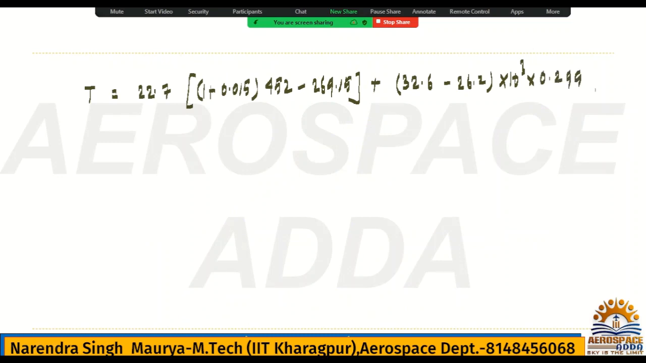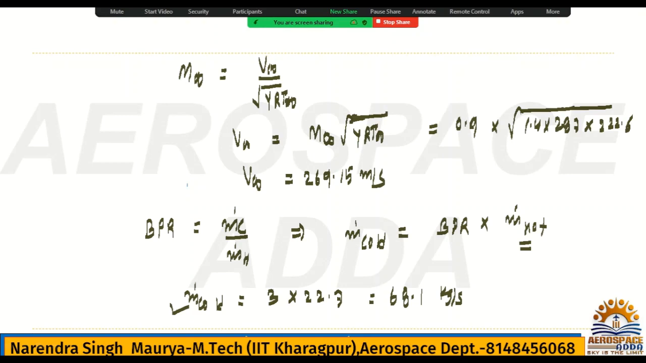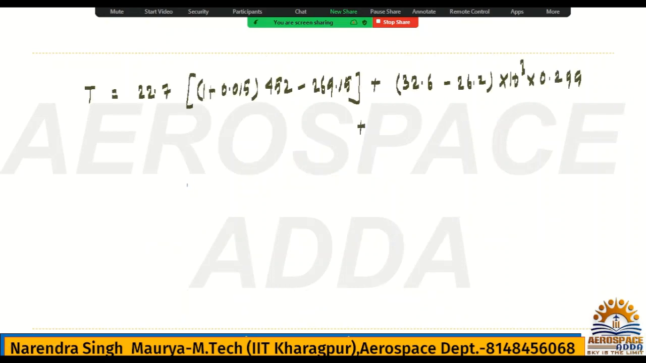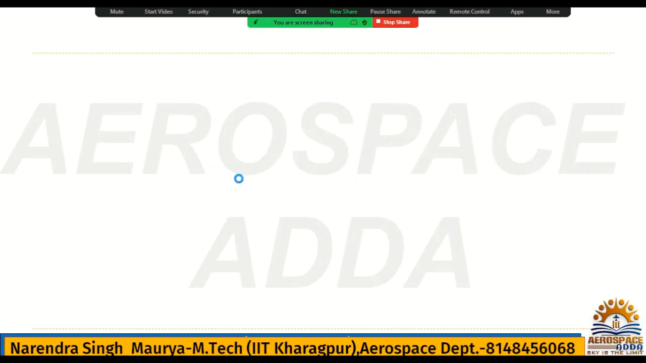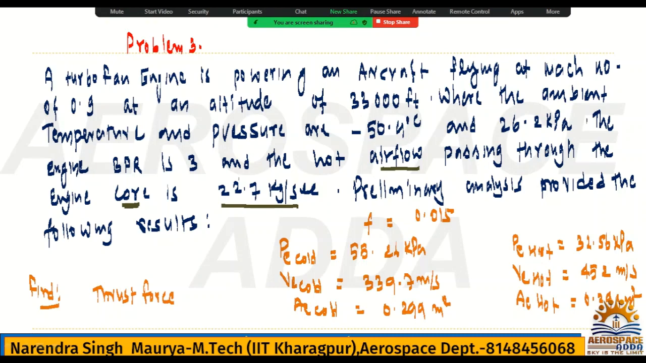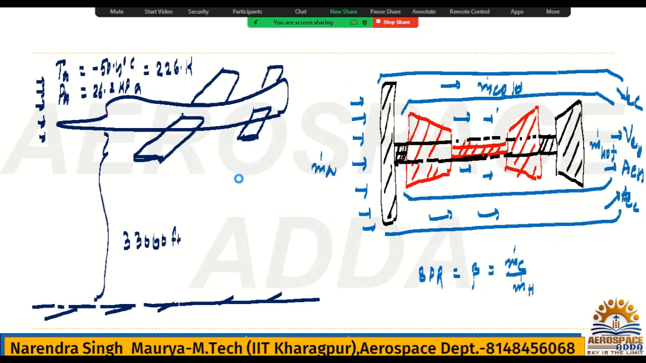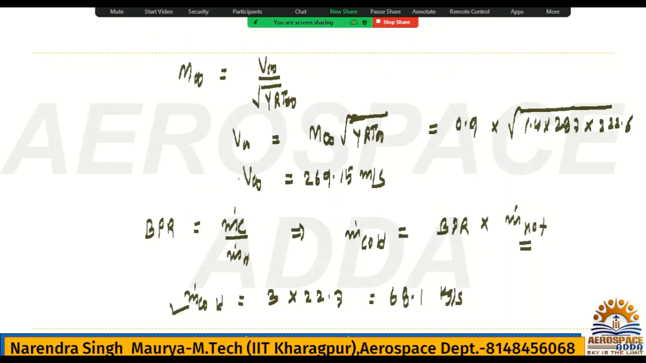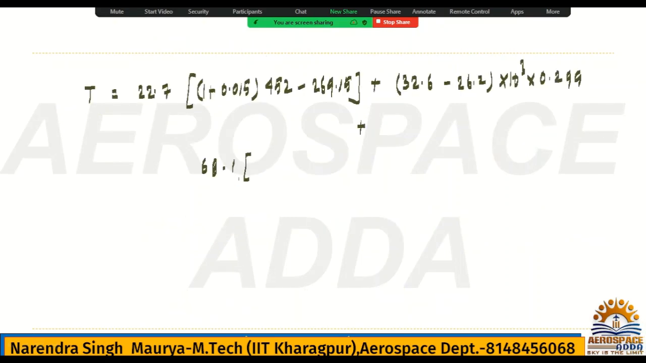So this is the hot nozzle, coming to the cold nozzle. The cold nozzle mass flow rate, m dot c, you have just calculated. M dot c is 68.1, right? So you can write 68.1, the mass flow rate of the cool nozzle, into V exit of the cool nozzle. What is that? It is 339.72, and what is the velocity? 269.15. So you can write 339.72 minus 269.15. This is the momentum thrust.